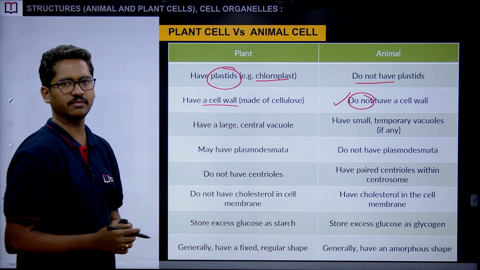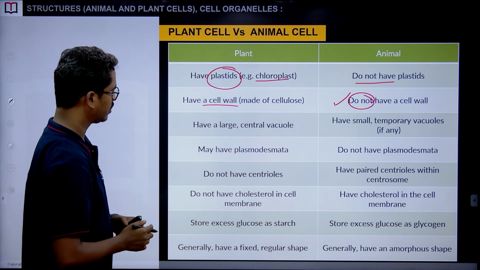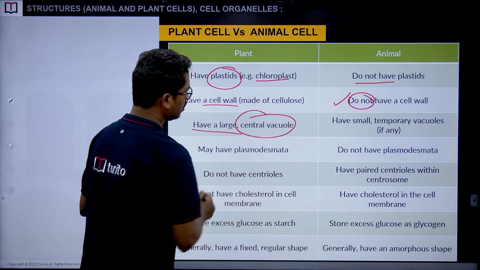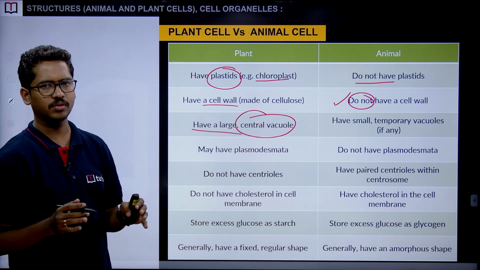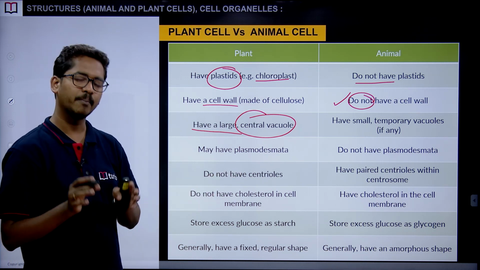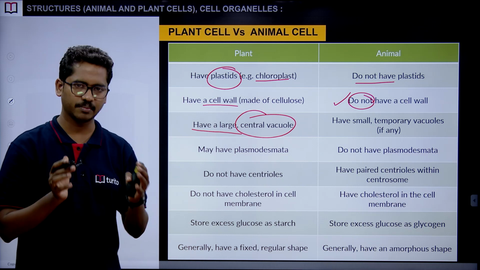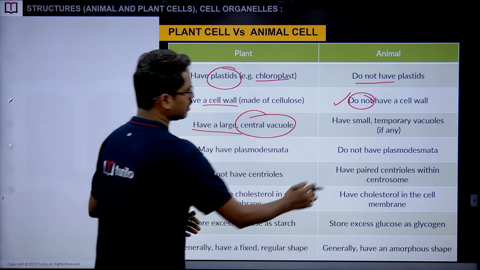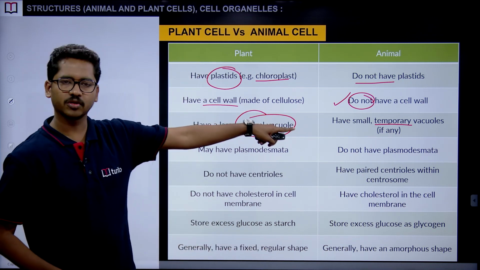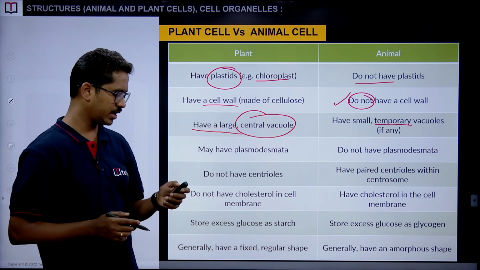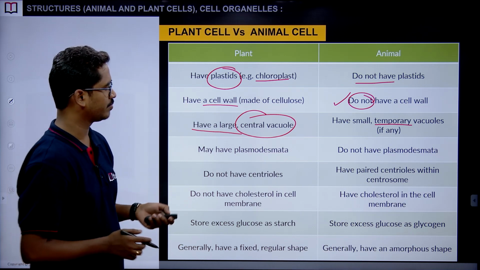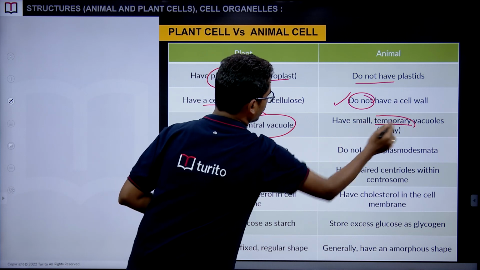So, you do not have a cell wall in the case of animal cells, and we saw the plant cell having a large central vacuole. In animal cells, usually you will not find vacuoles, but even if you find them, they will be available for only a quite limited period. That is why it is mentioned as temporary in nature. So, that is quite temporary in nature.